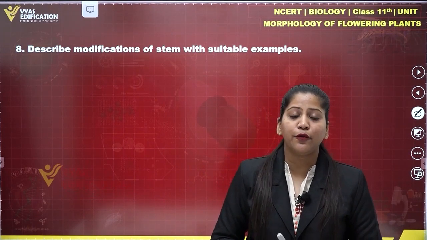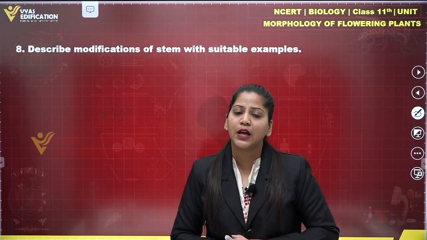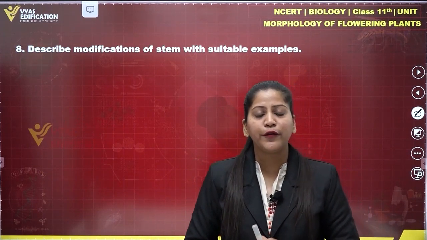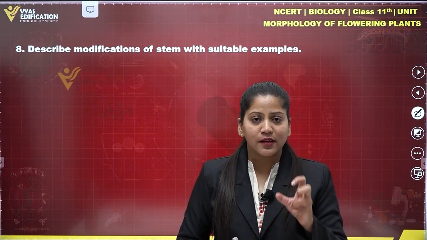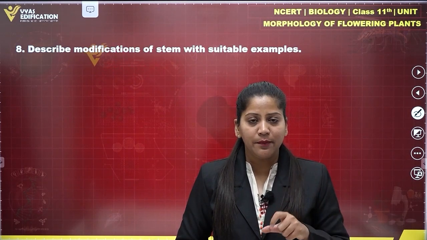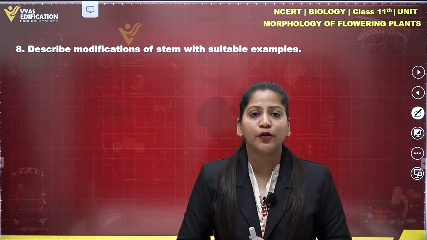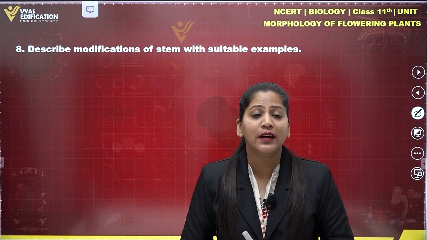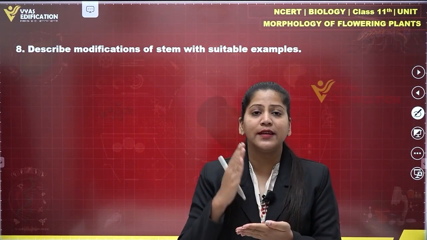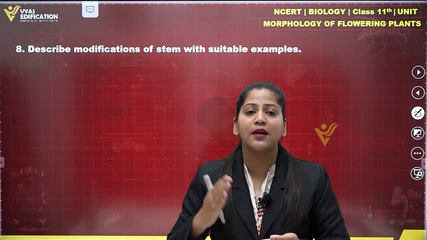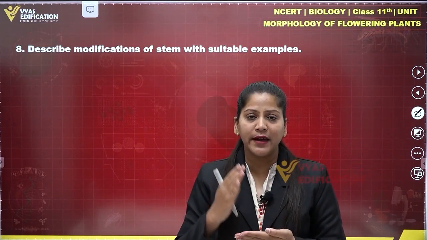Then we have photosynthetic stem. In photosynthetic stem, we have examples such as opuntia. This is a type of modification of stem. The green leaves in the plant of Opuntia are not actually leaves. They are just leaf-like structures, but actually they are stems. They are modified stems.